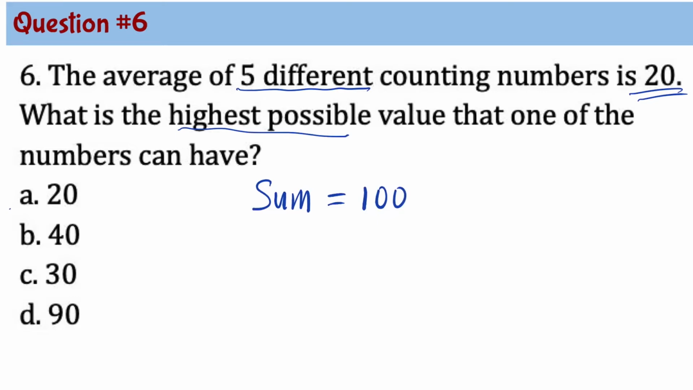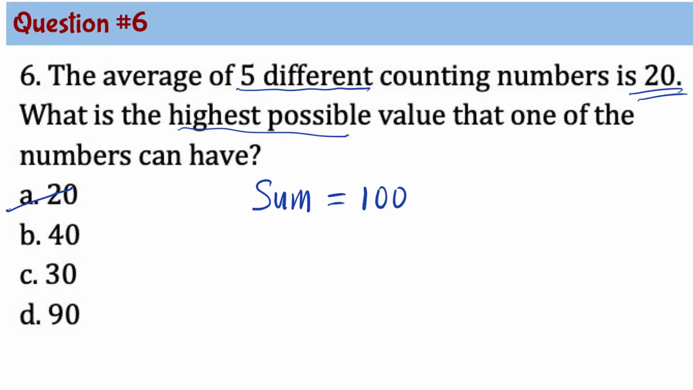Now, which of the choices do you think we can eliminate? A, right? Because for that to be 20, there should be 5 numbers that are all 20. And here it says 5 different numbers, so it can never be A.